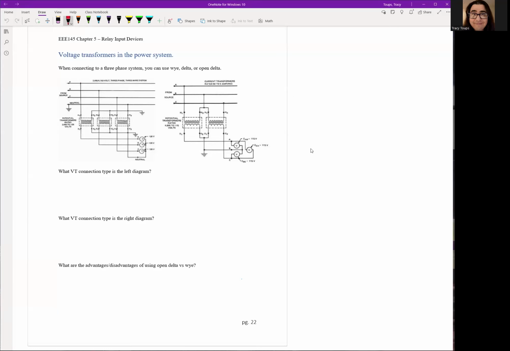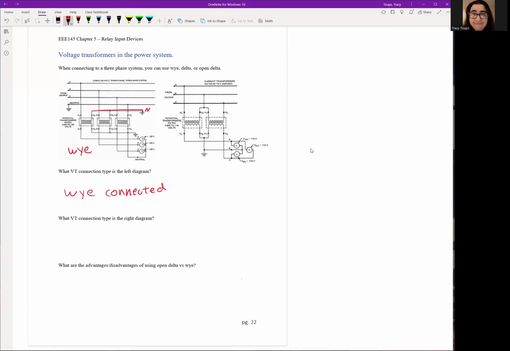So here, the first one is what type of connection is on the left diagram. This is a Y-connected VT. You could tell because on the primary side, you have all the neutrals connected to the ground. This is your neutral, right? So this is Y-connected. Now, I'm not going to claim that Y connections are dominant in power systems for VTs. VTs actually have many different types of connections compared to a CT. So Y-connected is a popular one, but you will see delta connected just as much.